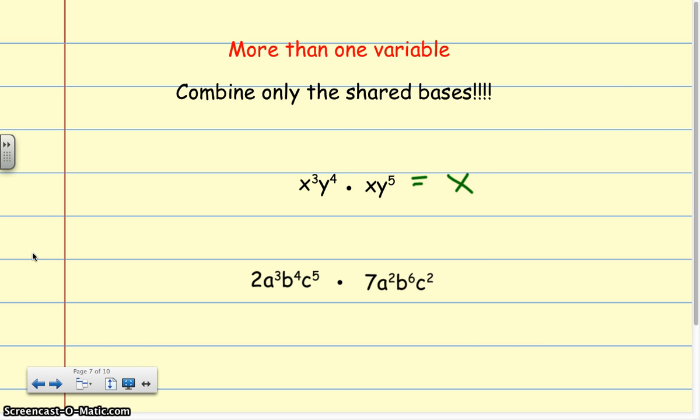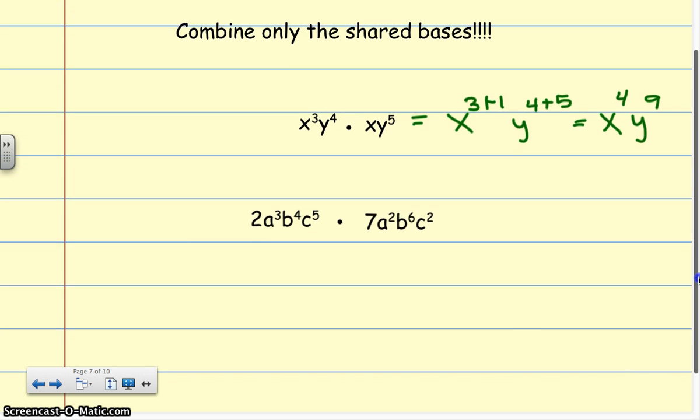So x to the 4, y, and you know what, I'm going to be very generic here, so I'm going to just show you exactly how I got it. X to the 3 plus 1, y to the 4 plus 5, which turns into x to the 4, y to the 9. All right, I want you to try to do this next one.